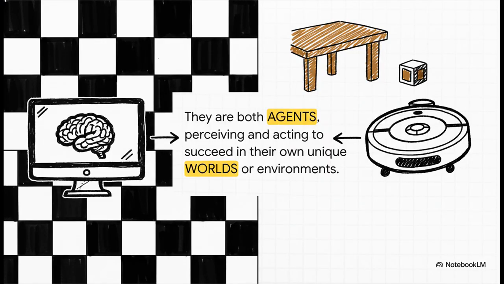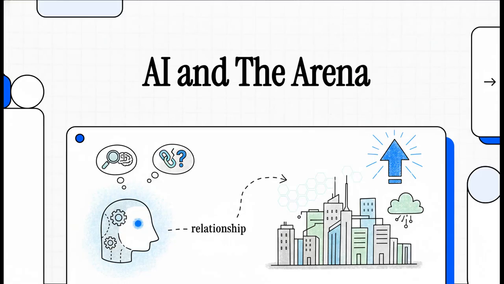And each one is on a mission to figure out and master its own little world, its own environment. One of those worlds is a 64-square grid of pure, cold logic. The other? It's the chaotic, unpredictable mess that is your living room. And that's exactly what we're going to break down today, this relationship between the AI agent and its arena. Because if you really want to understand an AI, its smarts, its blind spots, its future, you have to start by understanding the world it lives in.